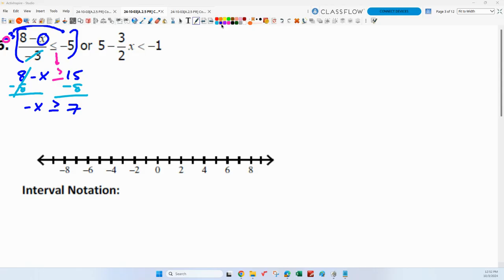Divide by -1. Good. Which, by the way, dividing by -1 is exactly the same thing as multiplying by -1. They both do the same thing. If I multiply or divide both sides of an equation by -1, what does it do to all the terms?